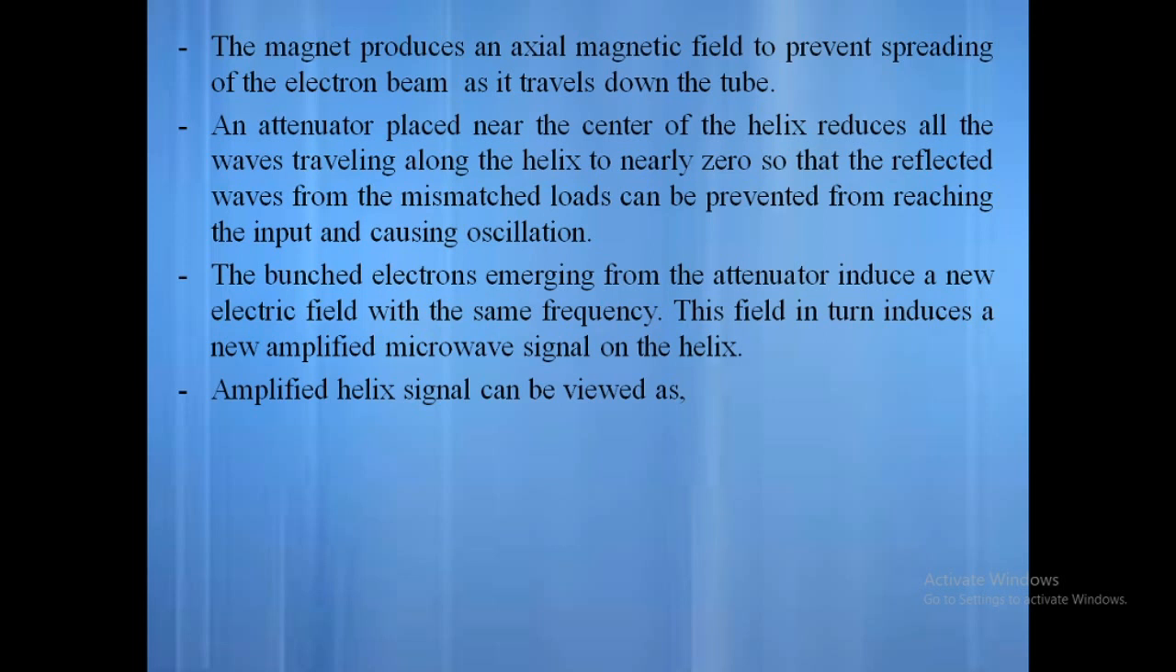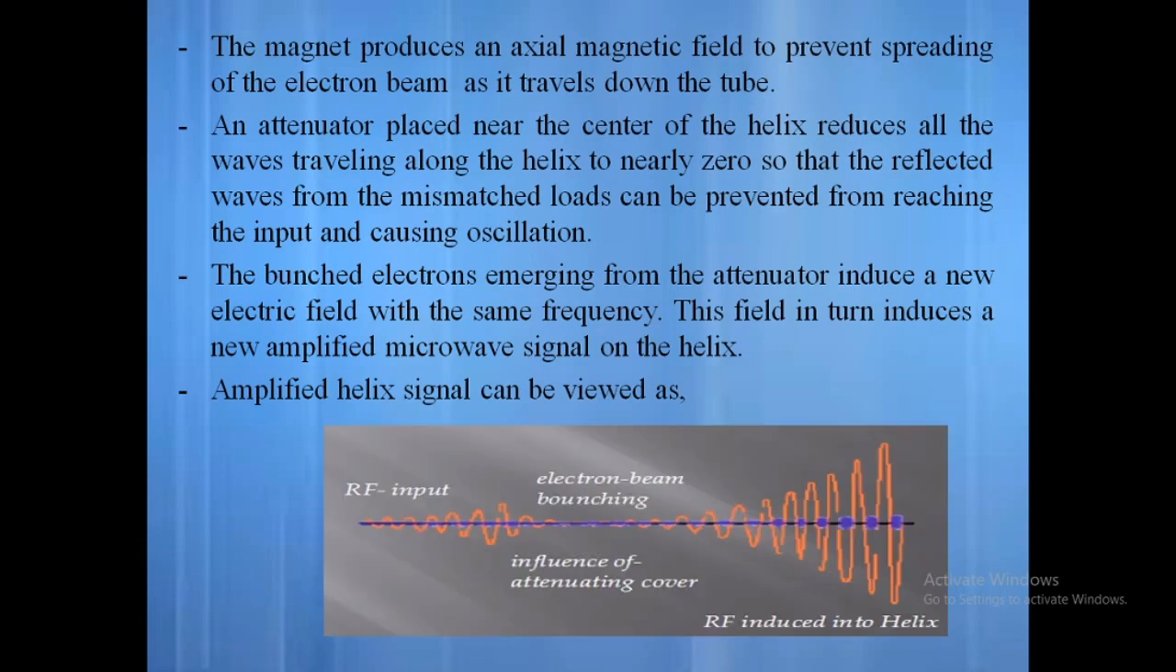This field in turn induces a new amplified microwave signal on the helix. The amplified helix signal can be viewed as follows. So this is the amplified helix signal. It means at the starting there will be an RF input which will be much less. So after the bunching process occurs, throughout the attenuator which is kept at the center, after the attenuator there is a chance of getting the amplification of the signal, which is caused due to the bunching of electrons.